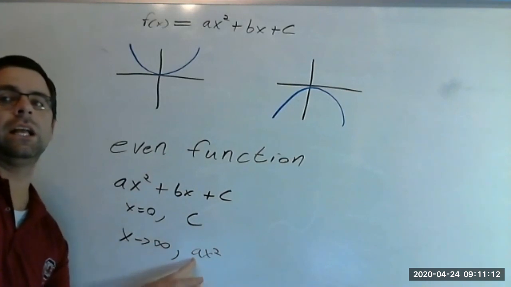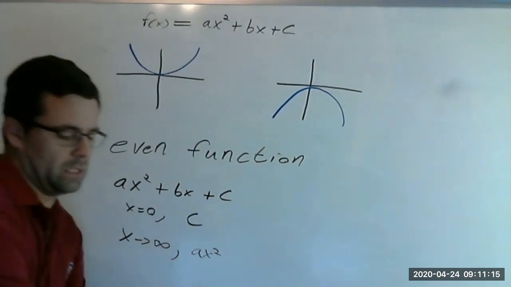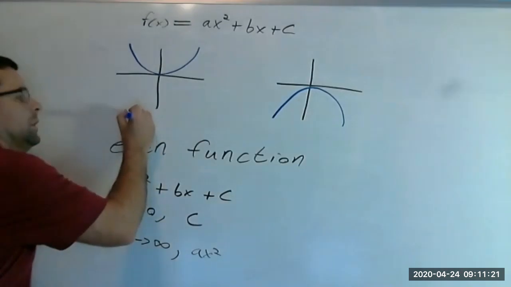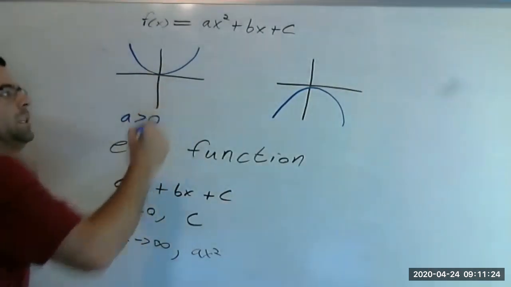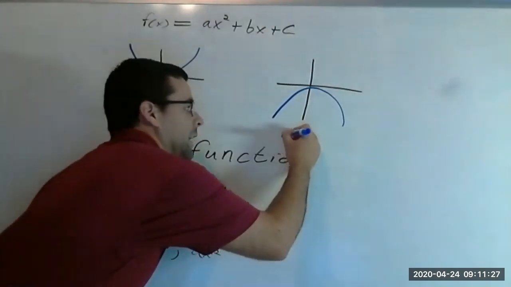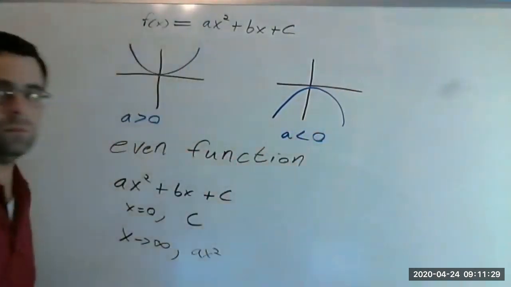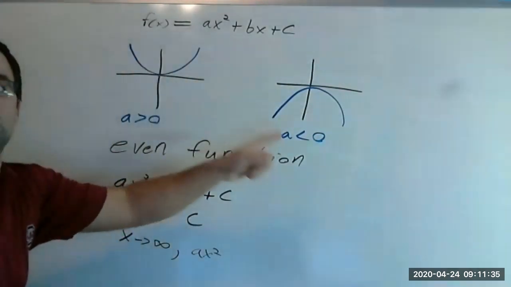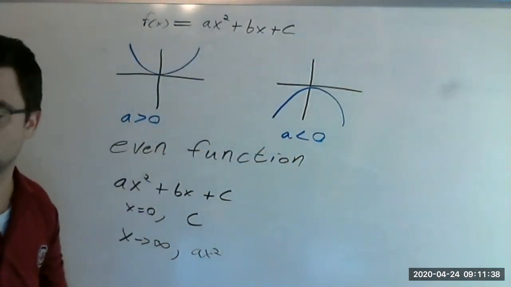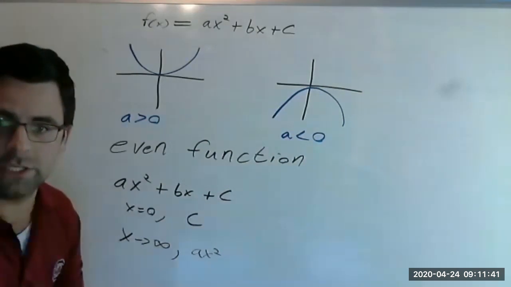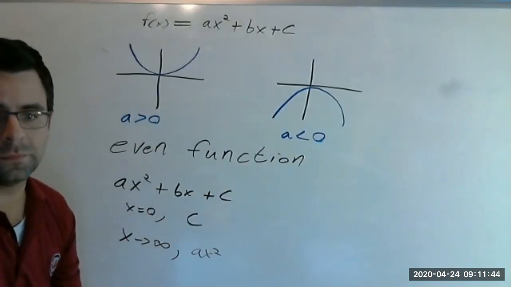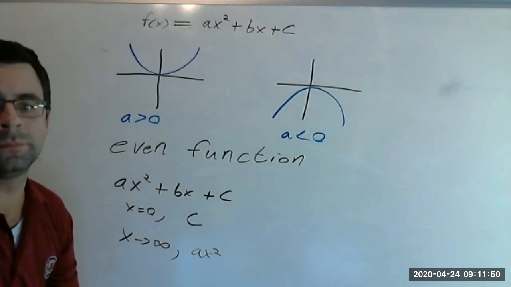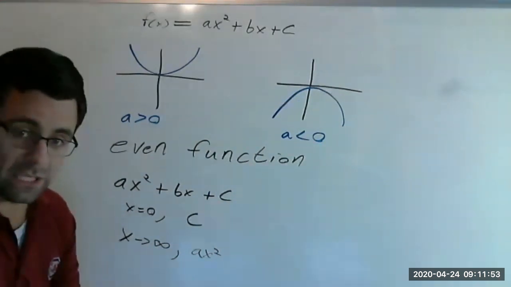So a is what determines whether or not this opens up or down. If a is greater than 0, it opens up. If a is less than 0, it opens down. Basically, if a is positive, it will open upward. If a is negative, it will open down. Very, very good. So we have this little quality of parabolas, of quadratic functions.